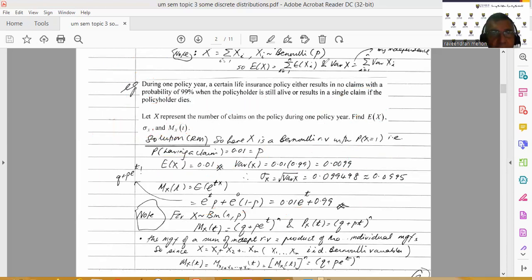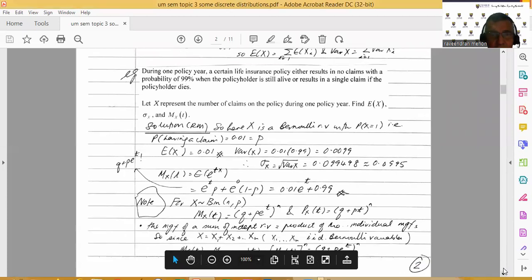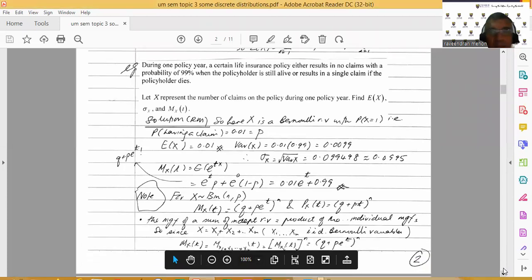Good for us to know the following, a couple of formulas that follow now. I'll just tell you very quickly.